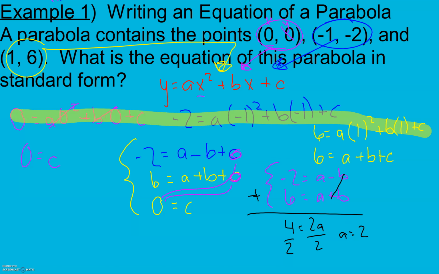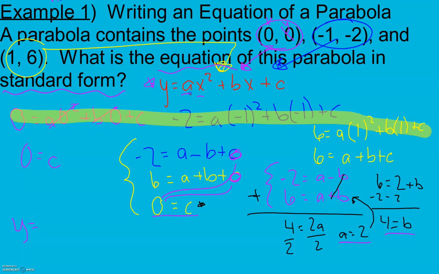Now that I know a, I can find another variable by plugging into one of my equations. I'm going to plug into this one here. 6 equals 2 plus b. b equals 4. And c equals 0. So the only other thing that's different today is instead of writing them as an ordered pair like we did in section 3.5, we're actually trying to come up with the equation in standard form. So we're going to plug our a, our b, and our c into our standard form equation.